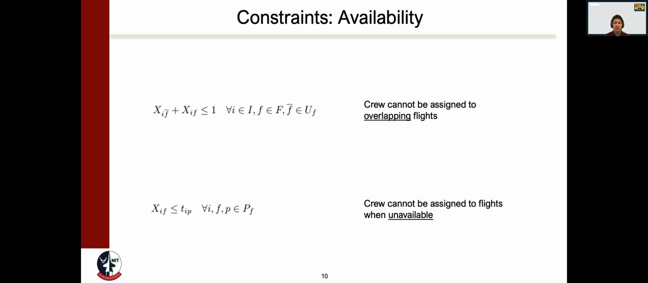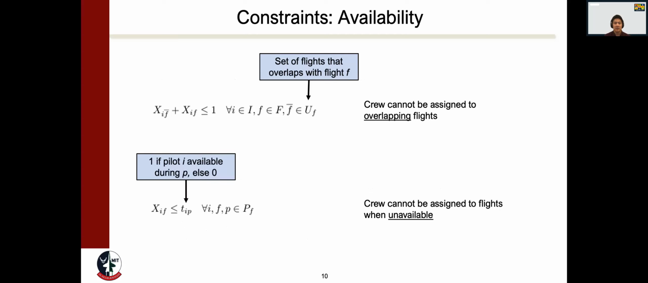We next go over 2 availability constraints. The first is that crew cannot be assigned to overlapping flights. The set U gives the flights that overlap with a given flight F. The second constraint is that crew cannot be assigned to flights during time periods for which they are unavailable. The time-dependent variable T is 1 if pilot I is available during time period P, else it is 0. P is all the time periods that are contained in flight F.